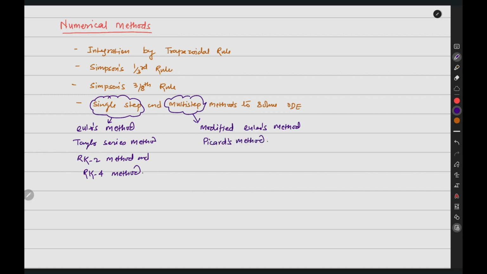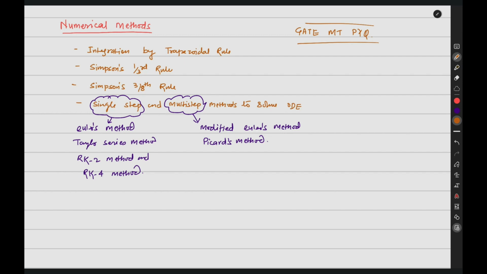It is important to know here that all multi-step methods are iterative in nature. Then we are going to solve GATE, MT, previous year questions from these topics. Let's get started with the concept.